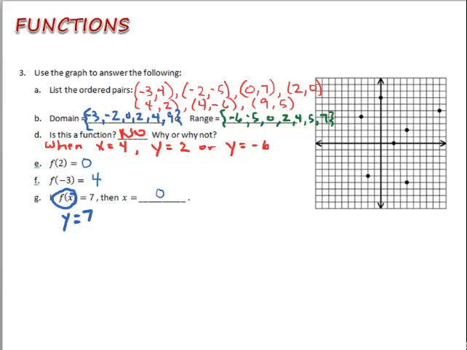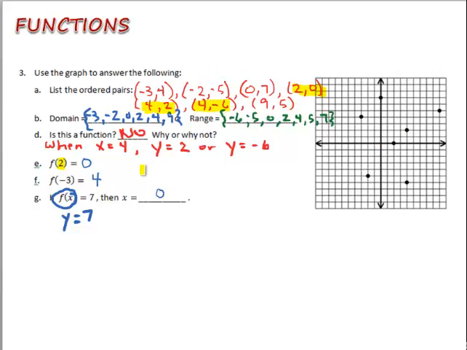The domain is just all of those x values, and I put them from least to greatest. The range is all those y values, and again, I put them from least to greatest. Is it a function? It's not a function because if you'll notice, when x is 4, y is 2, or y is negative 6. So remember from yesterday's lesson, it's a function only if each x has exactly one y with it.